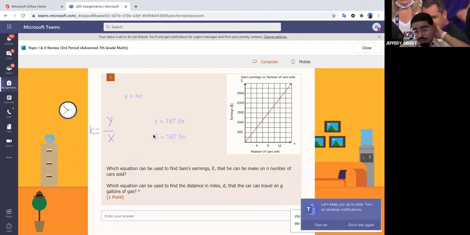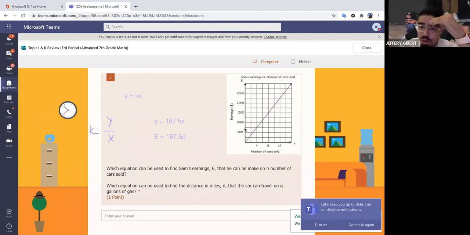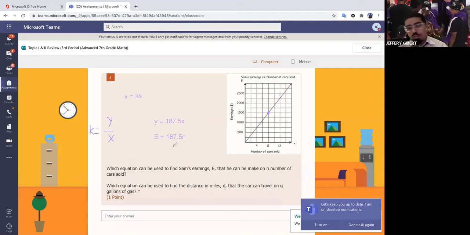So make sure you have E equals 187.5N. Another perfect point you could have used, because if you didn't know that that was 750, you could have searched on the graph for a perfect point where it gives you the number over here and the number down here. Like this perfect point right here, it goes with 1500 for your y and 8 for your x. You do 1500 divided by 8, and it gives you the same thing, 187.5. So it's E equals 187.5N.